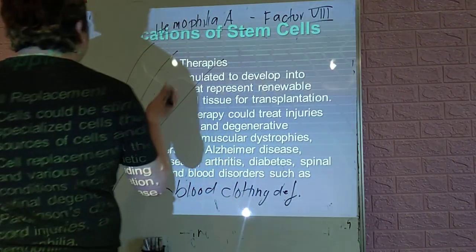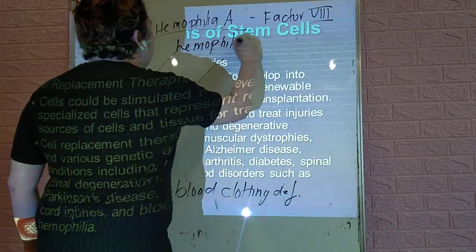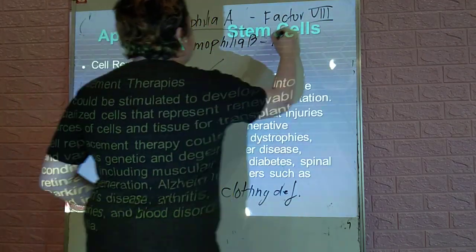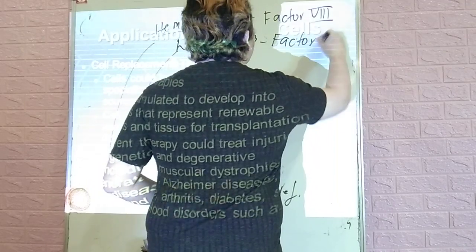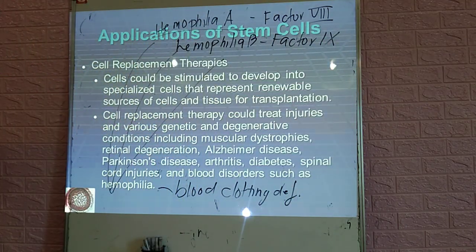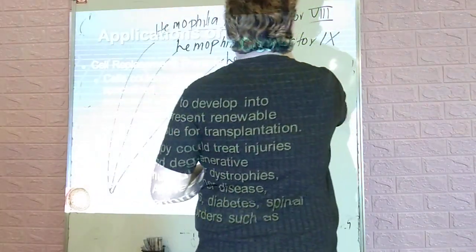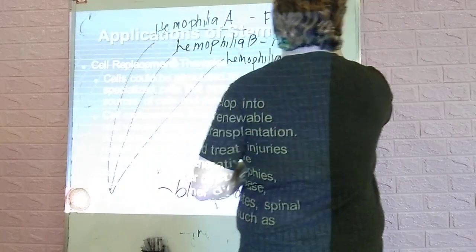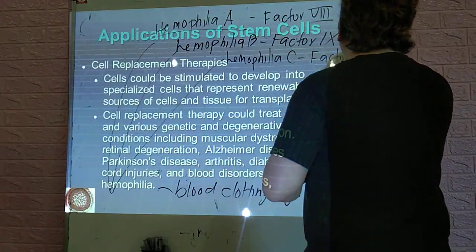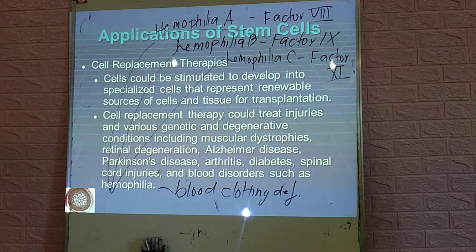Next one, guys, we also have hemophilia B. Hemophilia B or hemophilia 2 is considered a deficiency in factor 9 of our coagulation factors. This is also referred to as Christmas disease. Next one, guys, for the last one, hemophilia C, which is factor 11 deficiency, also referred to as Rosenthal syndrome.